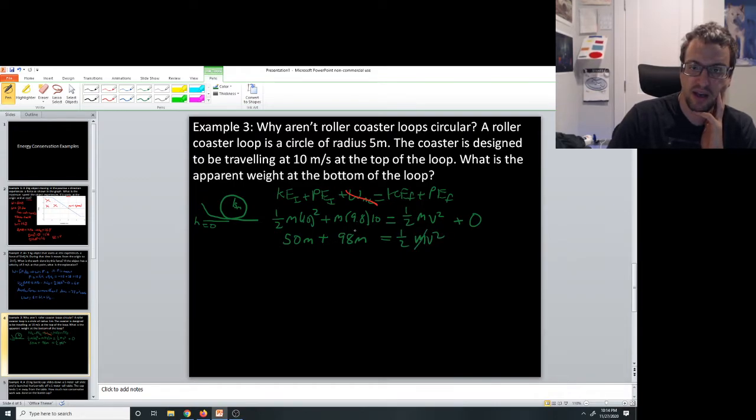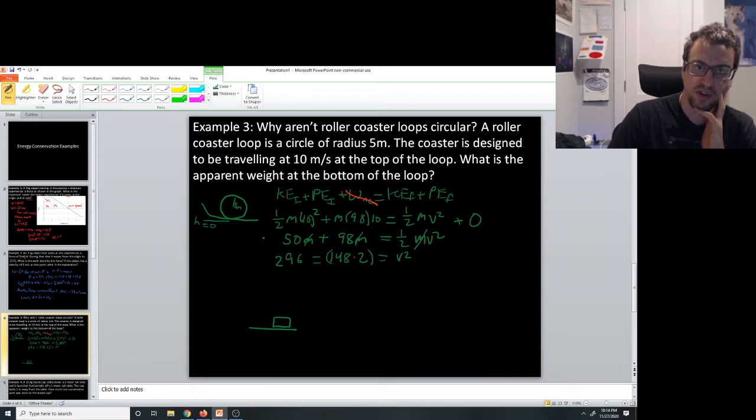We can cancel out the m's, right? So I get 148 times 2 equals v squared, which is 296. Now I could solve for v here by taking the square root, but I'm actually not going to, and we'll see why in a second. So now I'm at the bottom. My car is at the bottom of the slope, or at the very bottom of the loop.